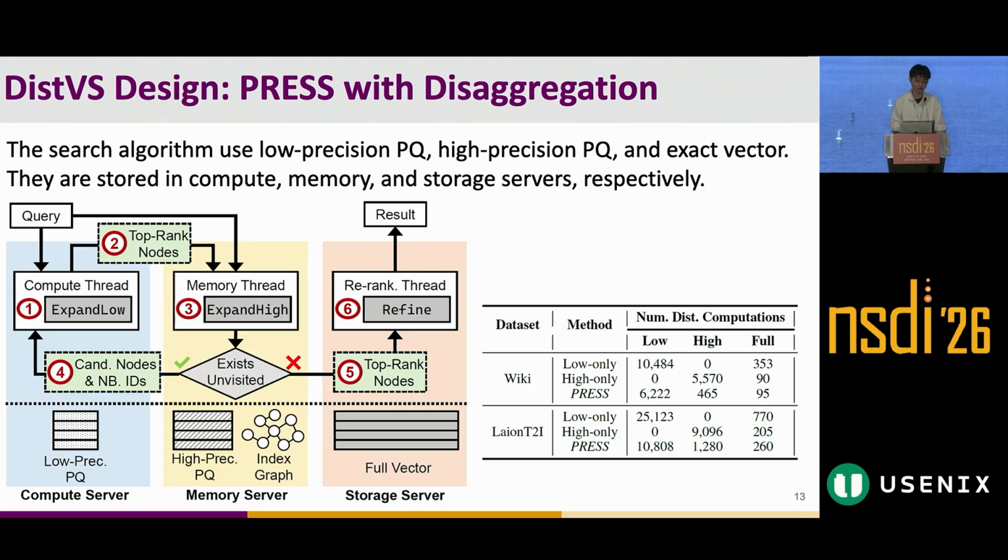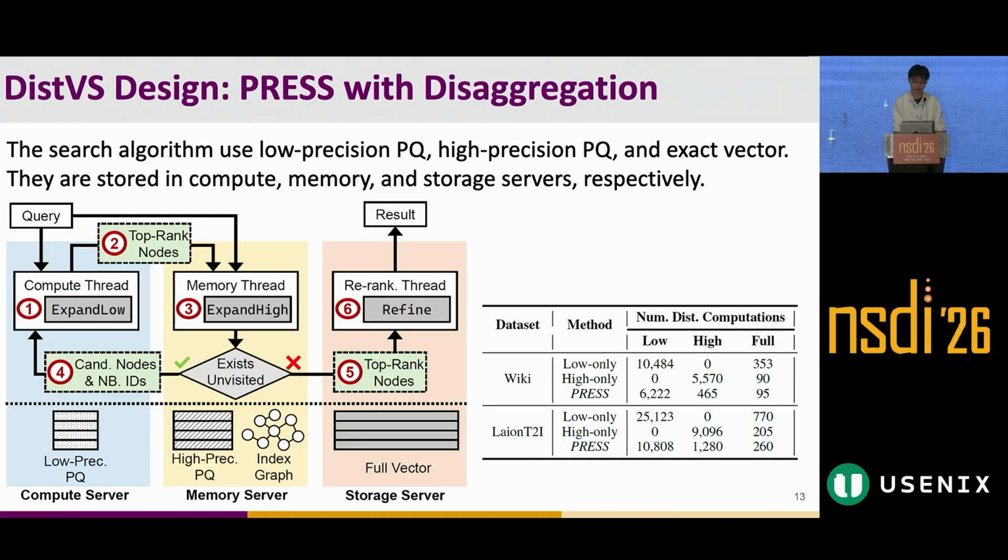Finally, if the memory thread finds that there are no more nodes to calculate, and the search iteration can cease, the memory server sends the top ranking nodes to the storage server. The re-ranking thread in the storage server calculates the re-ranking phase, computing the final distance between the full vectors and the query vectors, and finally returns the overall result.